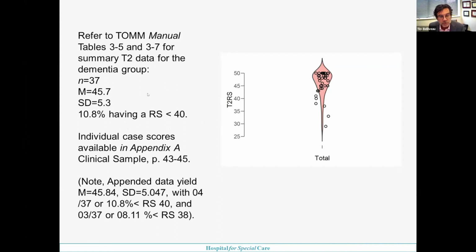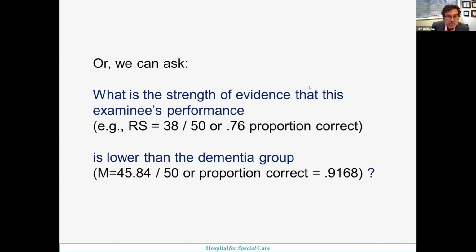So within the dementia group, the mean raw score in trial two is actually 46, and very few people score, you know, 11% have scores below 40 and 8% below 38, even in a dementia group. So we can then use this information and change our question now from is a certain score below random, and instead ask, is it below the range we would obtain from a group with dementia? What's the strength of evidence that a person, for example, with a score of 38 out of 50 correct, or 0.76, is lower than the dementia group of 46 out of 50 or 0.92?